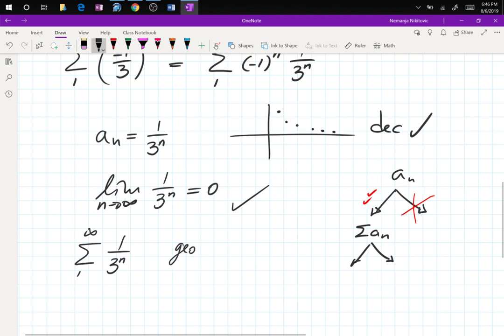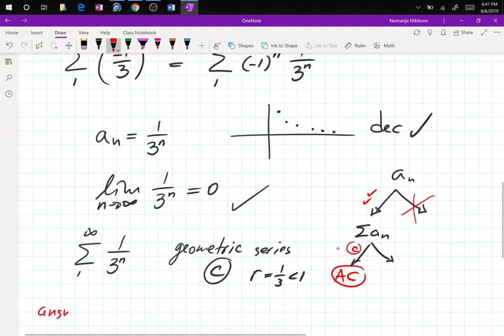Geometric, very good. And it converges because r is 1/3, less than 1. Geometric series. If you're still having trouble, guys, I gave you the sheet of paper, right? You have it right there on the second row. Converges if r is smaller than 1. We have 1/3. So now you are on a convergence side, which leads to absolute convergence.